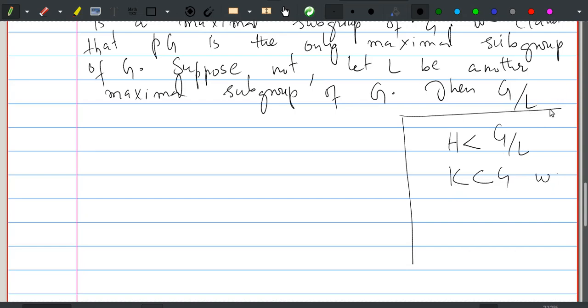Now G mod L being simple and abelian, this must be a group of prime order. This we have proved in the previous lecture.